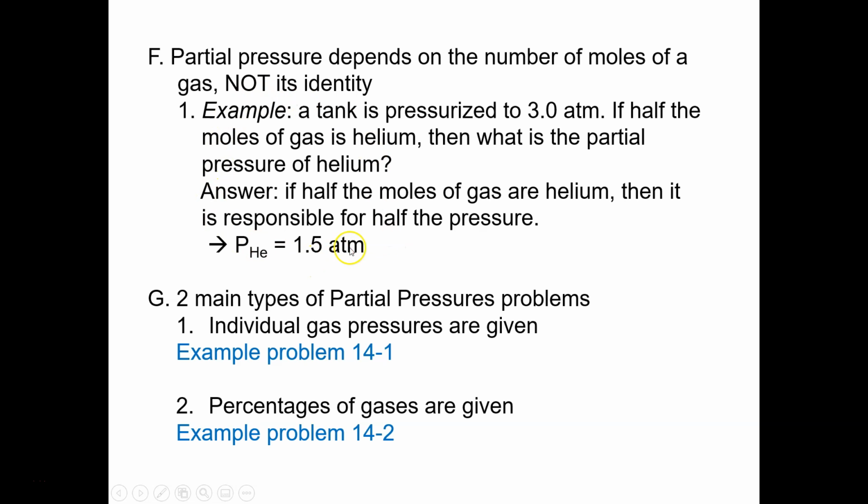This is a problem that you're probably going to encounter on your worksheet as well as on the test and exam. Aside from that, the 2 other main types of partial pressure problems that you are responsible for: one is when all the individual gas pressures are given, and the second type is when the percentages of the gases are given.